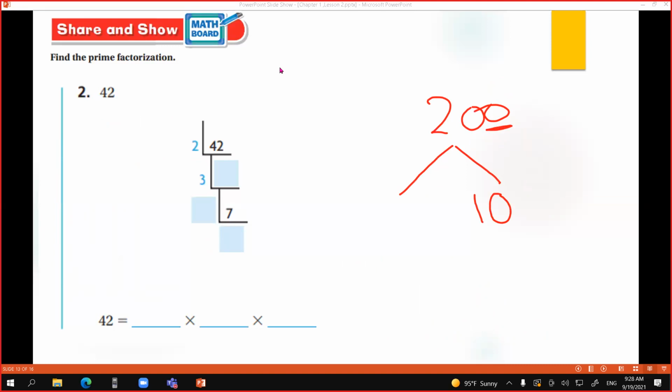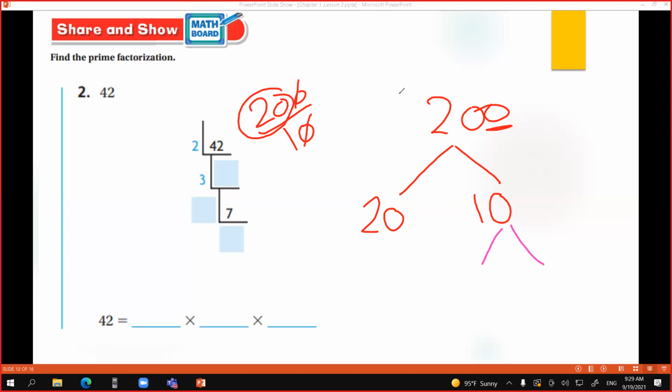Teacher, if it ends with 0, we have to put 10? Yes, one of them is 10, and what will the second one be? Try 20. Because when you divide 200 by 10, the 0 cancels, so what remains is 20. Now we have 20 and 10.